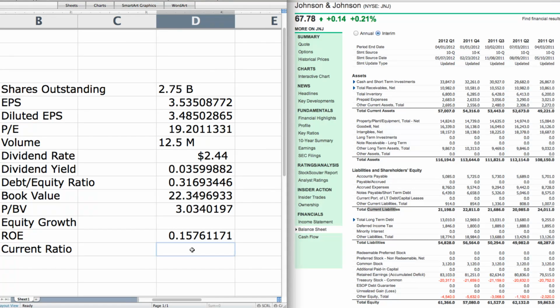So when we do this, we're going to go ahead and hit the equal sign. And we're going to divide the top number, which is the current assets, which is 57,007. I'm going to divide that by the bottom number, or the current liabilities, which is 21 billion. So I put 21,198. And when I hit enter, I see that the current ratio is extremely healthy at 2.68. Okay, and all that means is that for every $2.68 that Johnson & Johnson receives, they only owe $1 out. Okay, that's what that ratio means. So that's a good thing.